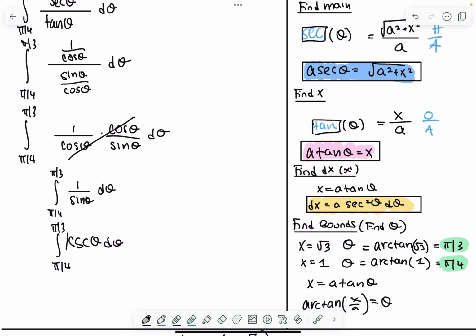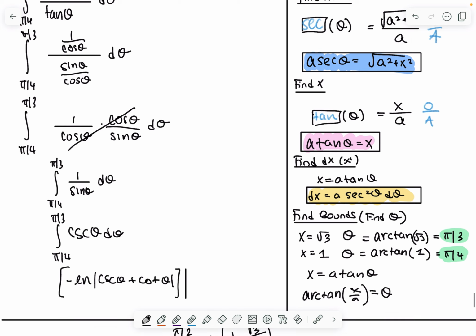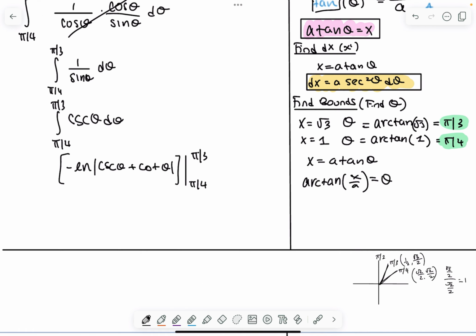So at this point, you would just have to know from memory what the antiderivative of cosecant of theta is. And that's going to be negative ln of cosecant of theta plus cotangent of theta, and we're evaluating this whole thing from pi over 4 to pi over 3. Okay, so the fundamental theorem of calculus states: take this, plug this in, minus take this, but plug this in.